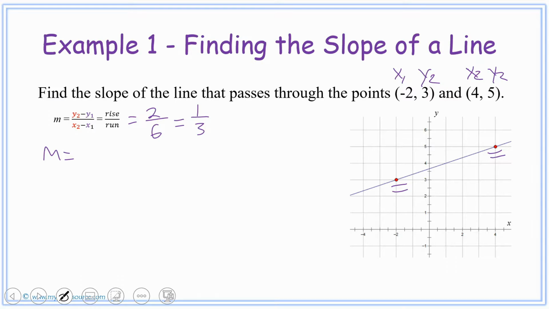And I'm not going to make it red and purple. So we have y2 would be 5. And I put 2 there. That's a 1. And our y1 would be 3. So 5 subtract 3, all divided by our x2 is 4, and our x1 is negative 2. But remember, because we're subtracting, 2 negatives make a positive. So that's going to turn to 5 subtract 3, which is 2, and 4 plus 2, which is 6. The same thing you see above. And when it reduces, we get a third.